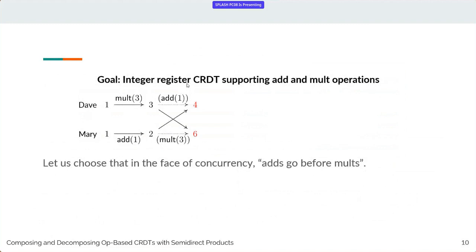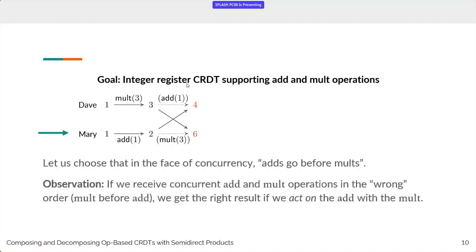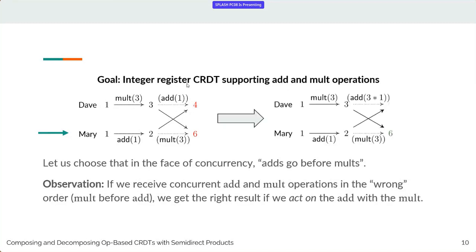So let's choose that in a situation like this, effectively additions come before multiplications. So here Mary is on the right, she has applied this add operation before the concurrent multiplication operation, and Dave is wrong. So Dave needs to patch up his result, and our observation is that all he has to do is transform his add operation by the old multiplication operation by changing add 1 into add 3 times 1.